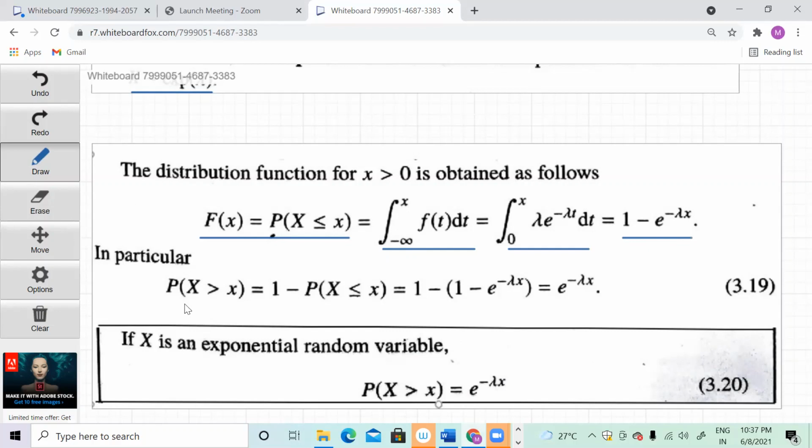So if we take the probability that X is greater than x, it is equal to 1 minus the probability of X less than or equal to x, which is 1 minus (1 minus e raised to minus lambda x), which is e raised to minus lambda x, because we already got the probability of X less than or equal to x, which was F(x) equal to 1 minus e raised to minus lambda x. So if X is an exponential random variable, then the probability of X greater than x is equal to e raised to minus lambda x.